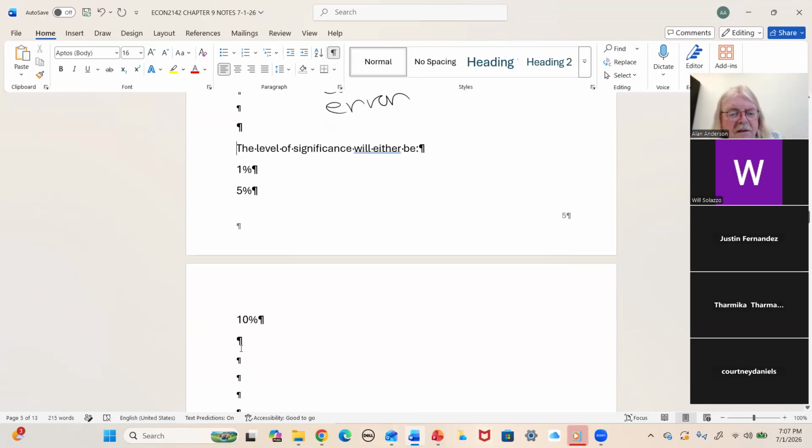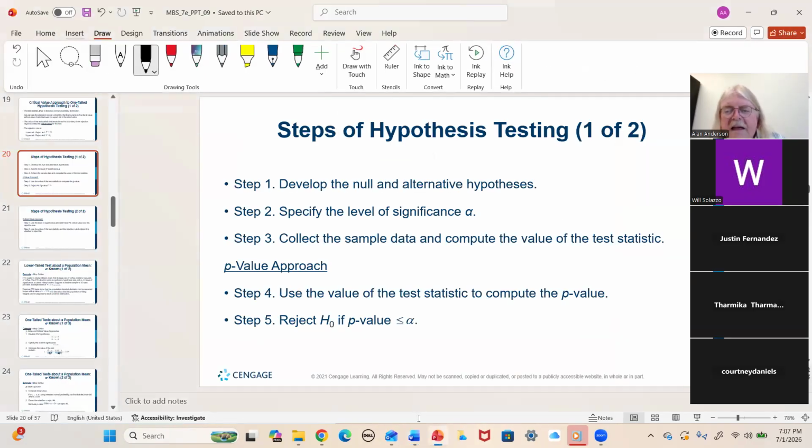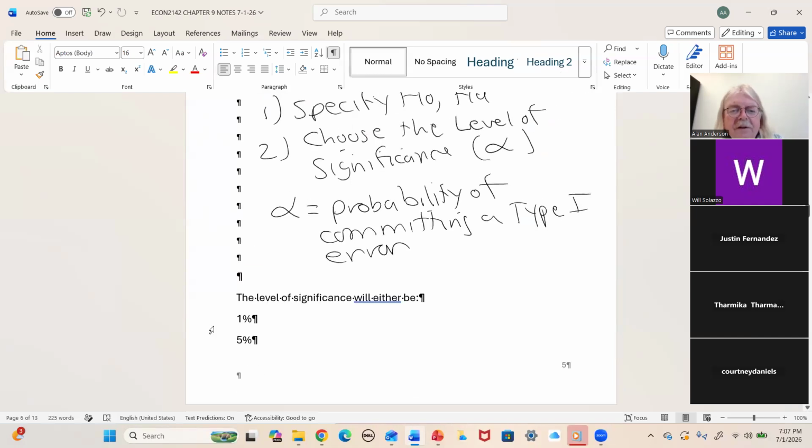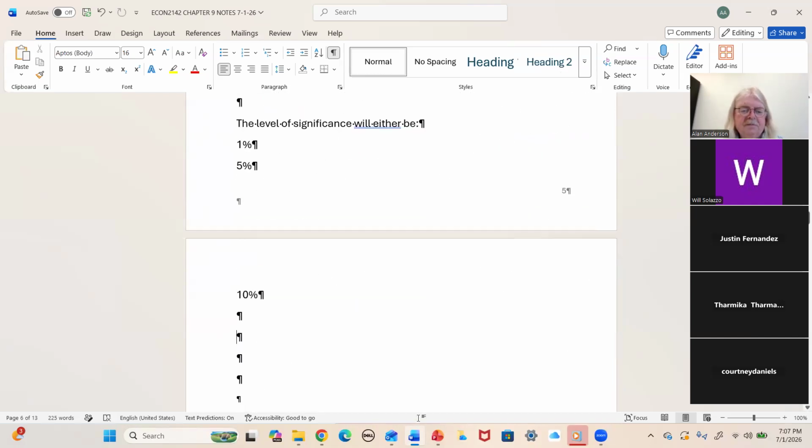So once that's done, the third step, of course, is to gather the data and then compute the value of the so-called test statistic. All right, we haven't really talked about that just yet. Take the data from the problem, that is, and use it to determine the value of the test statistic.